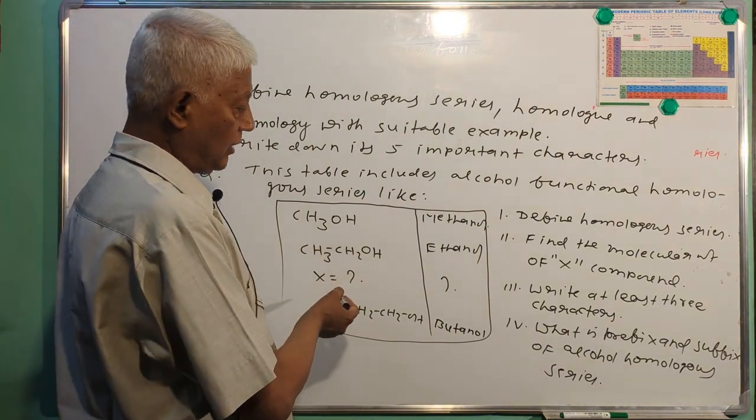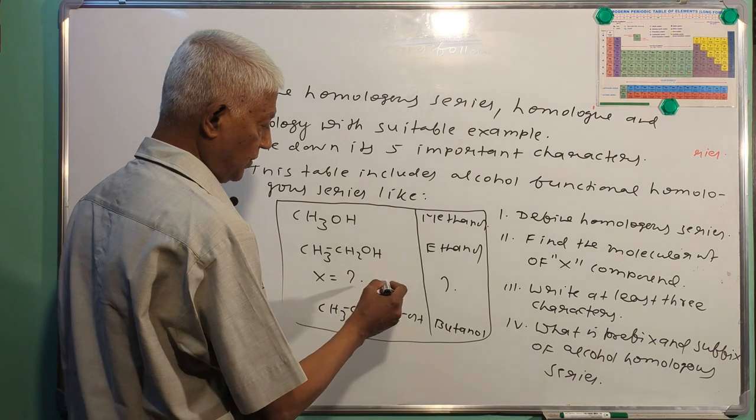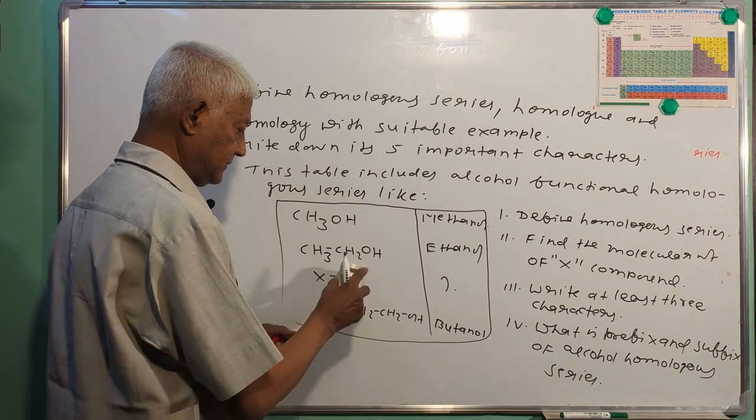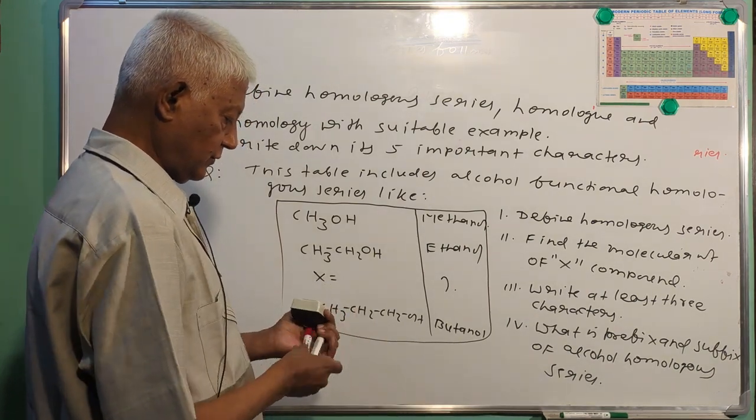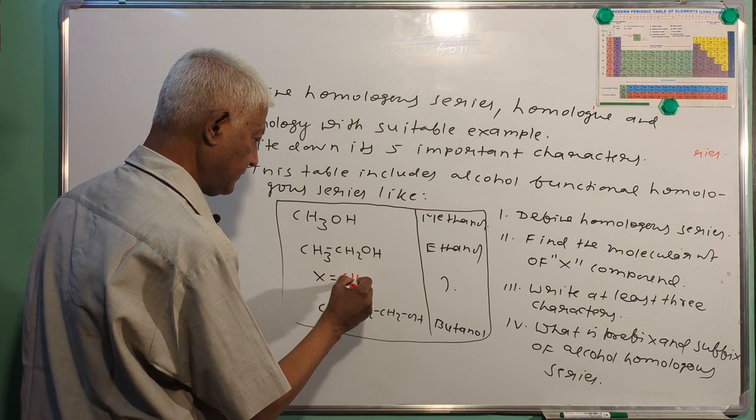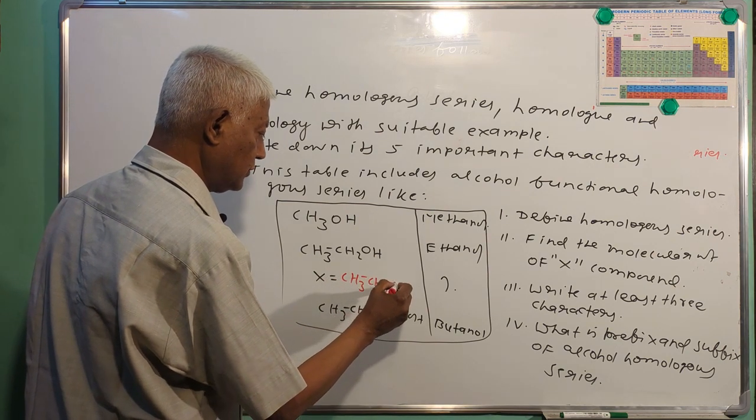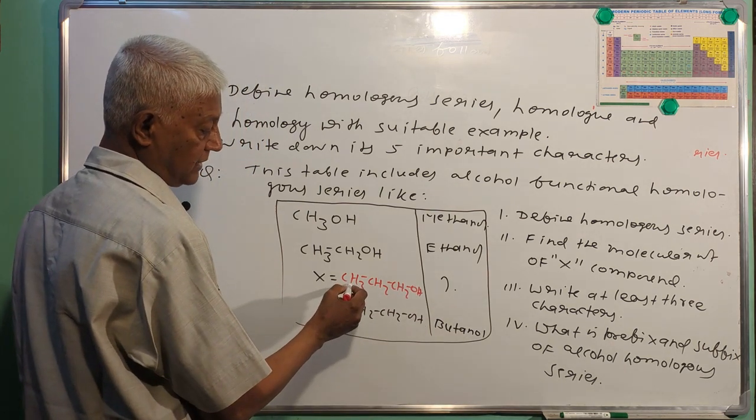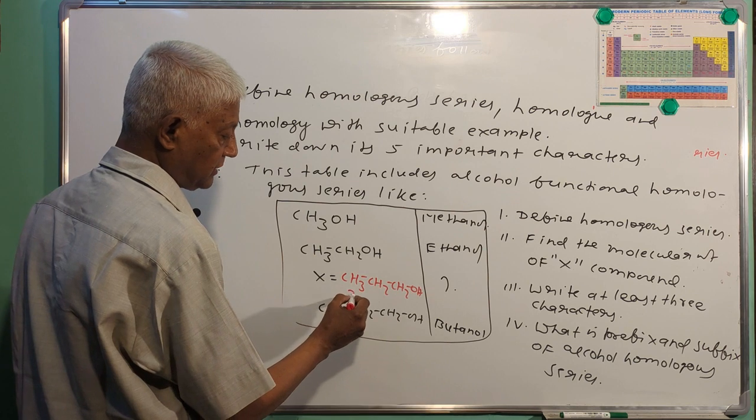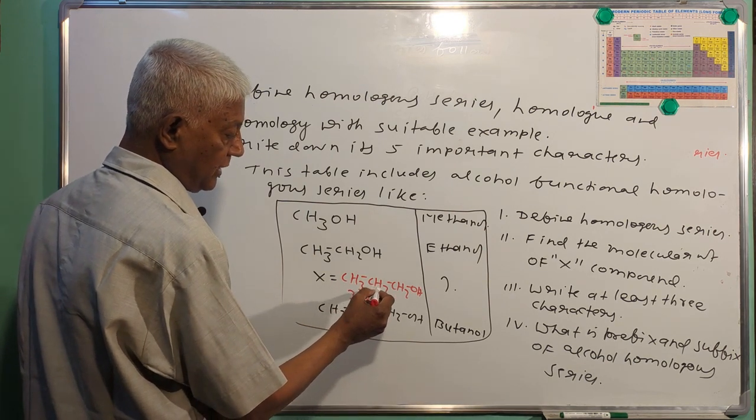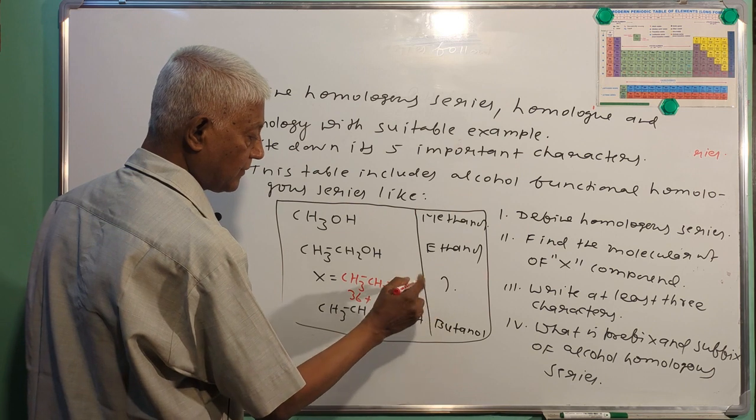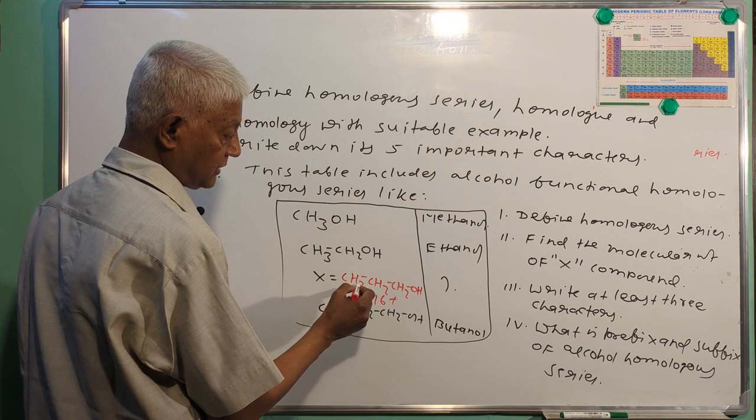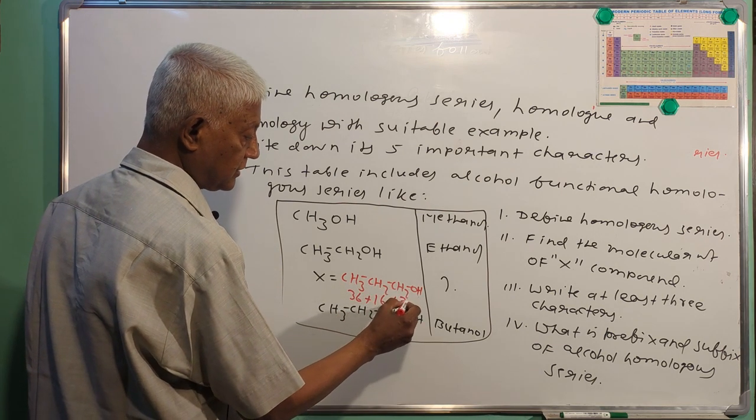So if I have to find the value of X, what is the value of X? How many carbons? 2 carbons. So in this case, CH3, CH2, CH2, OH. We have to find the molecular weight. How many carbon? 1, 2, 3. So 36 plus oxygen 16 plus hydrogen, how much? 3, 2, 5, 2, 7.